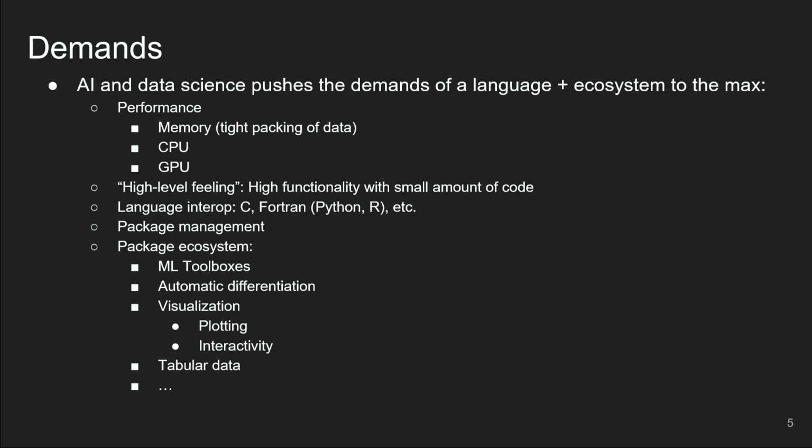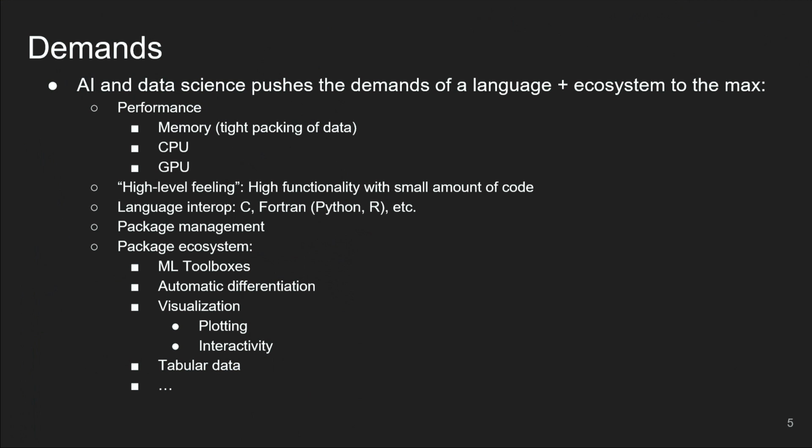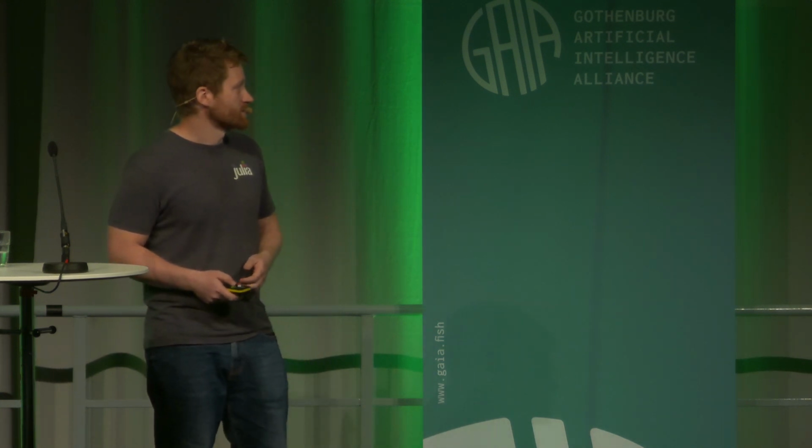We want the language to have sort of a high-level feeling. We don't want to write kind of C-looking code. We want to write a short amount of code that does a lot of things. We want good language interoperability, so we want to be able to call C and Fortran. A lot of needed stuff is written there, but maybe we also want to be able to call Python and R, which also have a lot of good, useful code in it. We're going to have requirements on package management and the package ecosystem. For example, machine learning toolboxes, good automatic differentiation. We want to be able to do visualization, plotting, and also maybe interactive visualization, tabular data, and so on. So quite a lot of demands on the language from this AI and data science point of view. So a little bit talking about trade-offs in programming language.